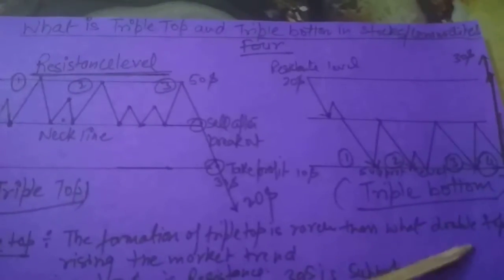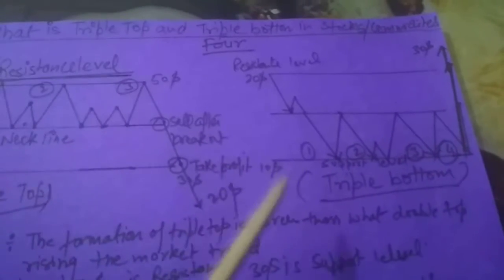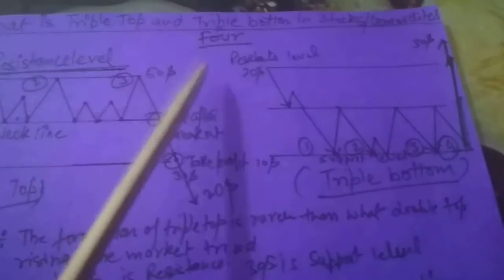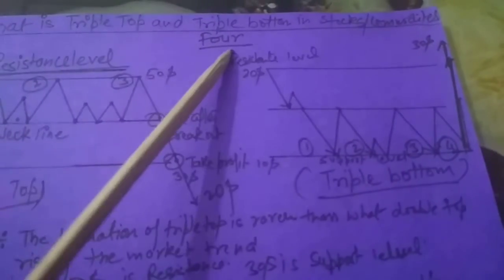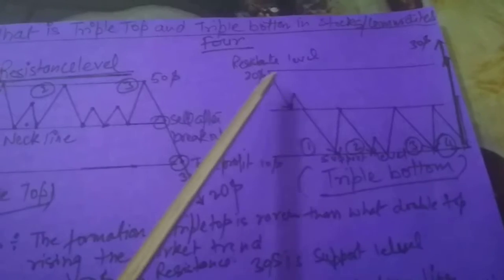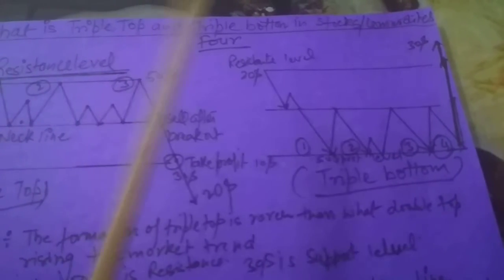Okay, now I'll tell you about the triple bottom. Triple bottom is a very good sign for the downtrend market. Triple bottom or double bottom or four bottom. Double bottom, triple bottom and four bottom are a good sign for the downtrend market. I gave you the double bottom and triple bottom before. Now I'll give you the tutorial about triple bottom and four bottom.